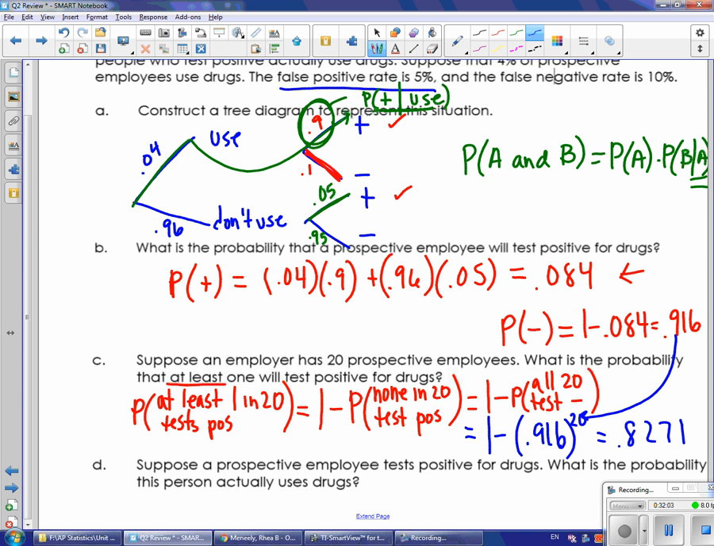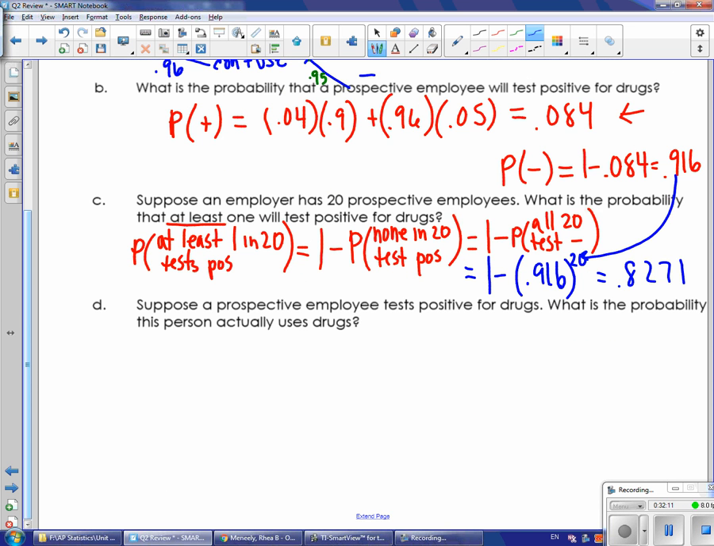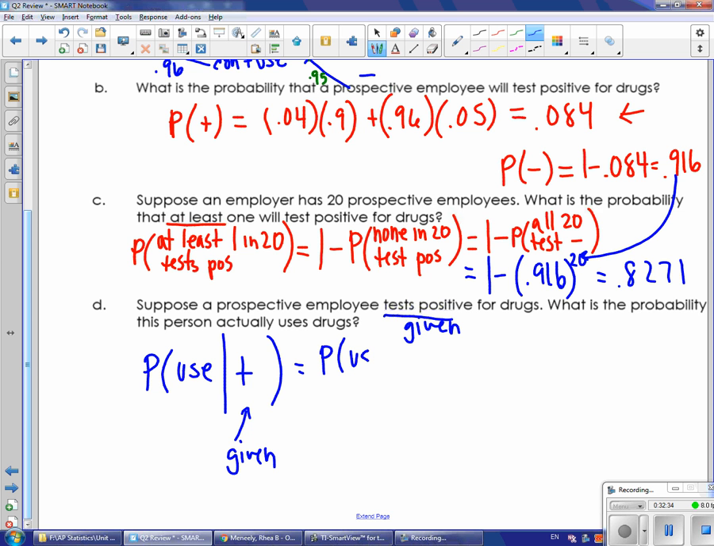All right, and then the last question in this says, suppose a prospective employee tests positive for drugs. That is now given information. I know they test positive. Then I'm trying to find what's the probability that they actually use. So the probability, if I know they test positive, what is the probability that they actually use? So remember, the given information always goes here. If I think about my formula, if I'm dealing with a conditional probability, it's going to be the probability of both, they use drugs and test positive, over the probability of the given.